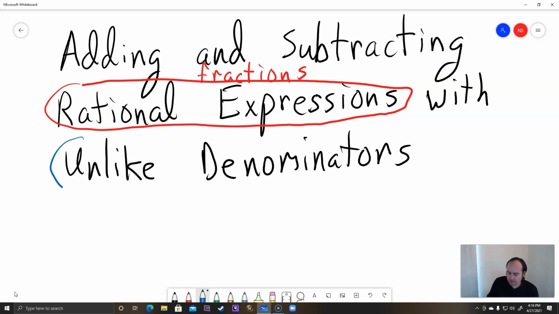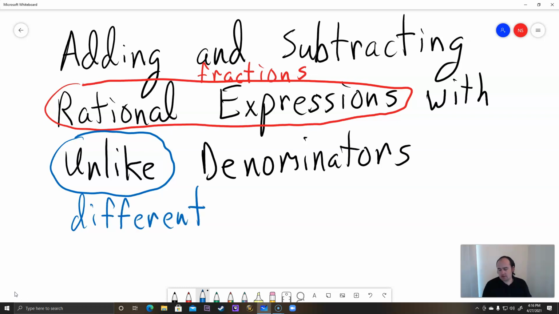And the word unlike might be how you feel about fractions. I don't blame you if you dislike them, but we still have to do them anyway, just like you have to do your dishes, right? So unlike denominators means different denominators.